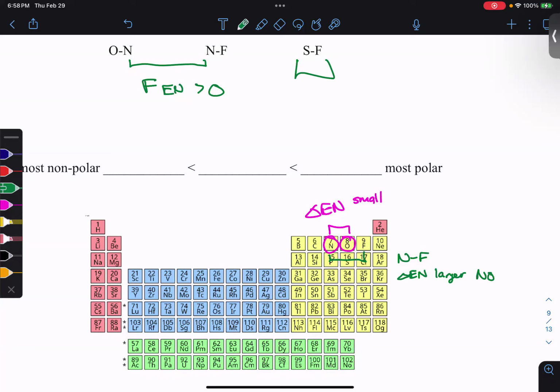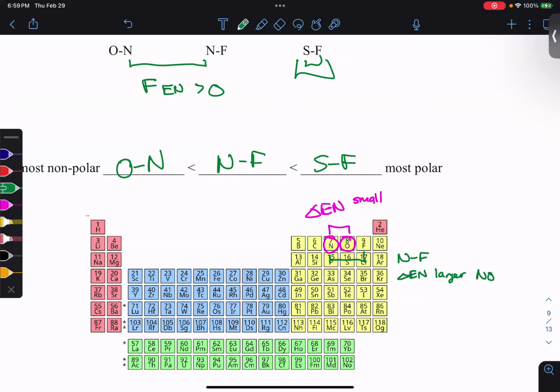Sulfur is not electronegative. It's not part of the high five. So that automatically makes SF the most polar bond. So we can figure this out all without electronegativities. So most polar is SF, and then ON is the least polar, and then NF is in the middle. Perfect. Right, and we got that all from the periodic table.